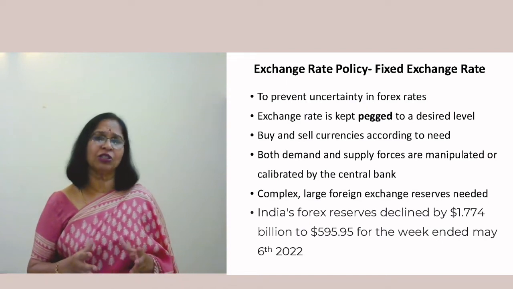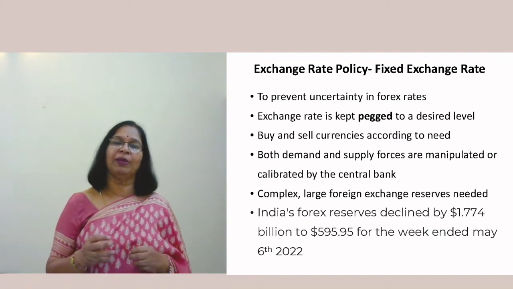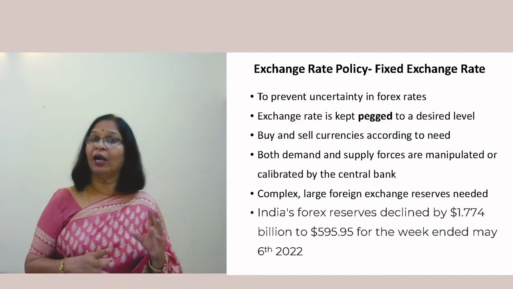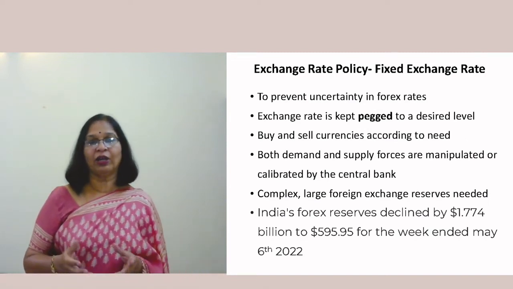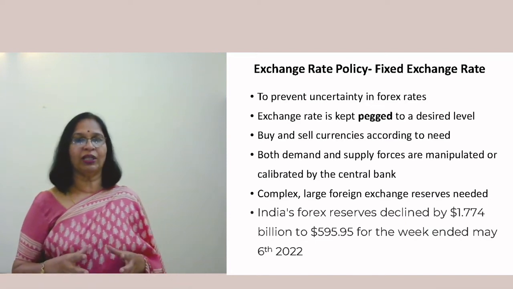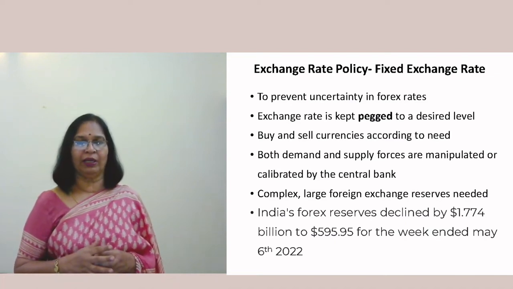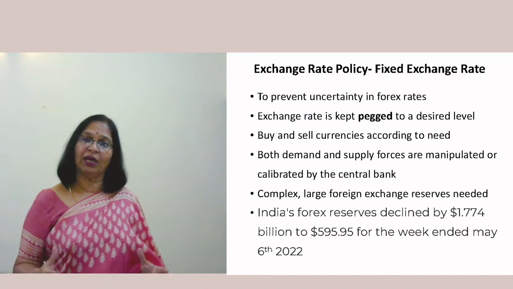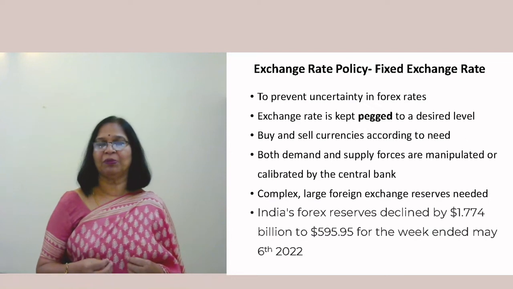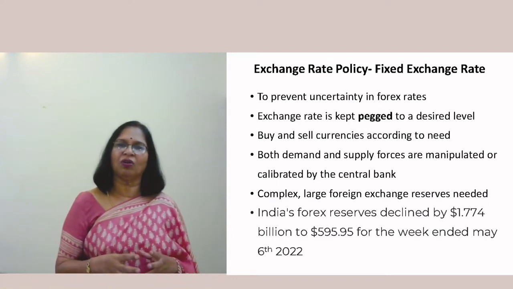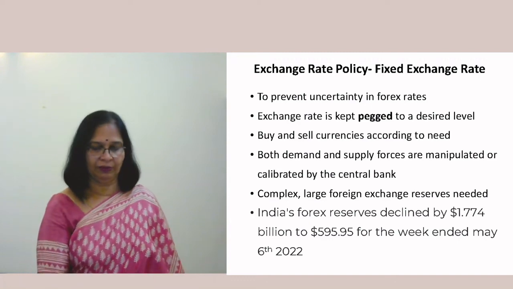Now, this is complex because the government, the central bank, has to be continuously monitoring it and continuously be in the action of correcting the exchange rate, unlike the other rate that we had just explained. Now, India's foreign exchange has declined. We had a large foreign exchange reserve. It has declined by 1.7 billion. But we need to have this large foreign exchange reserve. Unless we have a large foreign exchange reserve, this fixed rate system does not work. Most countries are not on fixed exchange rate. They operate with a flexible exchange.